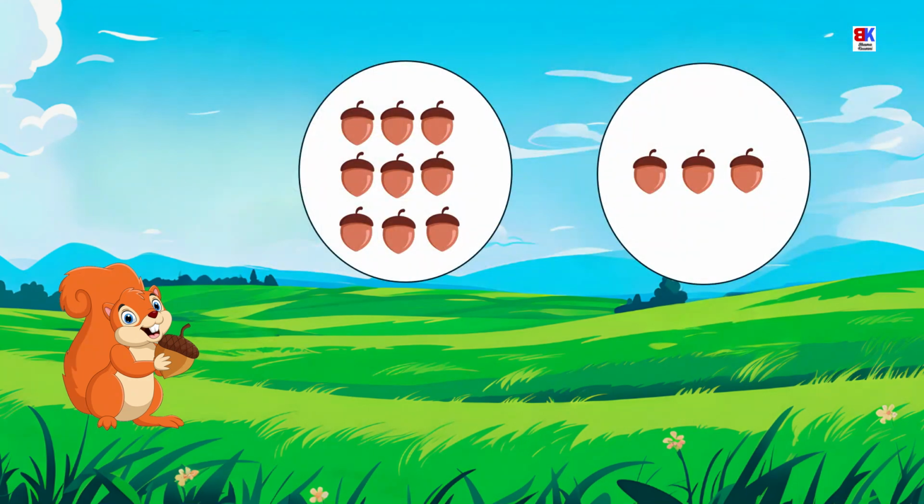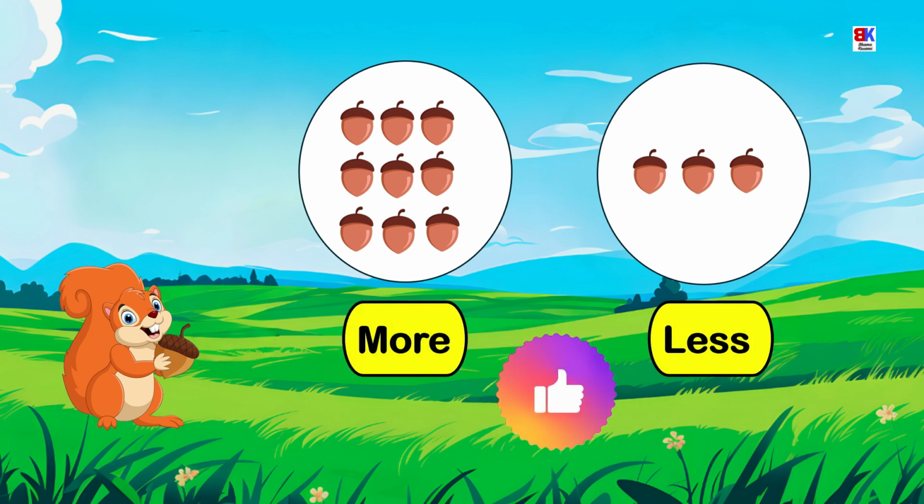More and less is always compared between two groups. If you look at these groups, which one is bigger? That one has more. Which one is smaller? That one has less. More, less. Now let's walk through the math park and I will show you more and less everywhere we go.